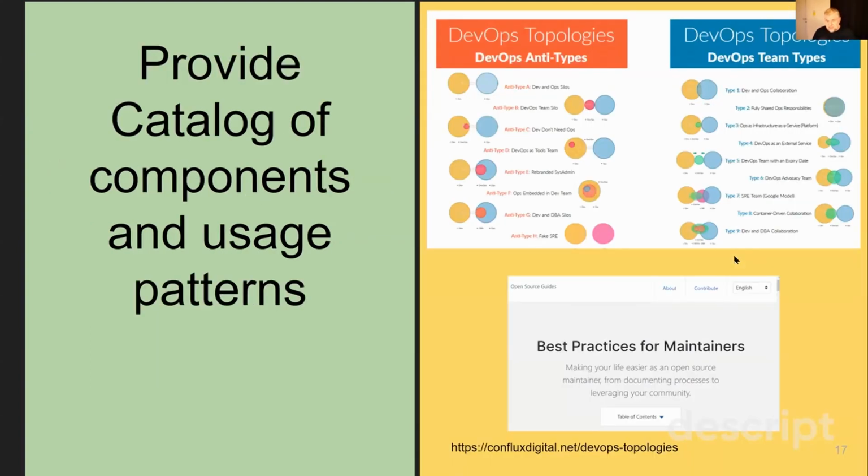And together with these components and reusable parts, there also became a way of looking at best practices of doing things. The catalog is not just about, we have these components, we know how to build them, but we also have to look at the usage patterns. In this example, there are the DevOps topologies or the best practices for open source maintainers. There's a lot of best practices that get codified in your model as well. And that's not just the components or the technical parts that you're assembling there.